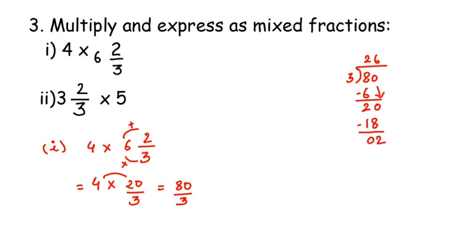Now from here we're going to write down. So denominator will remain the same. It will be 3. Here the whole number will be the quotient. So the quotient we got is 26. So 26 will be the whole number, and the remainder we got will be the numerator. So 2 is the numerator. So 26 2 by 3 is the answer.